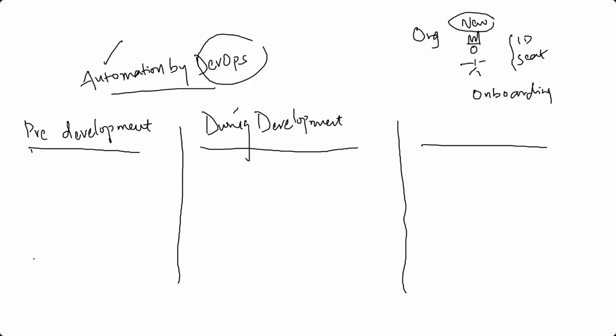Okay, so in this session, we will look at automation by DevOps. What I was trying to say is, imagine you join an organization as a new developer, and typically what happens is you will be given an ID card, you will be given a seat. That's typically part of your onboarding process. But in the backend, the DevOps team performs certain tasks for you. 5, 6 years ago, that was manual. Now it is totally automated. But those automations play into practice in these three steps: one is pre-development, during development, and post development.